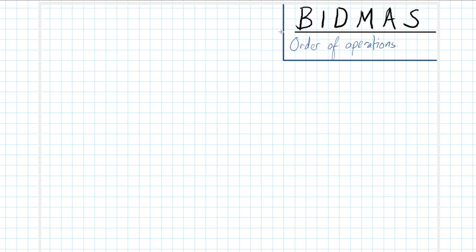BIDMAS is also known as the order of operations, and this means it's the order in which we go through a question, calculate and work it out. So the order for BIDMAS is exactly what it says.